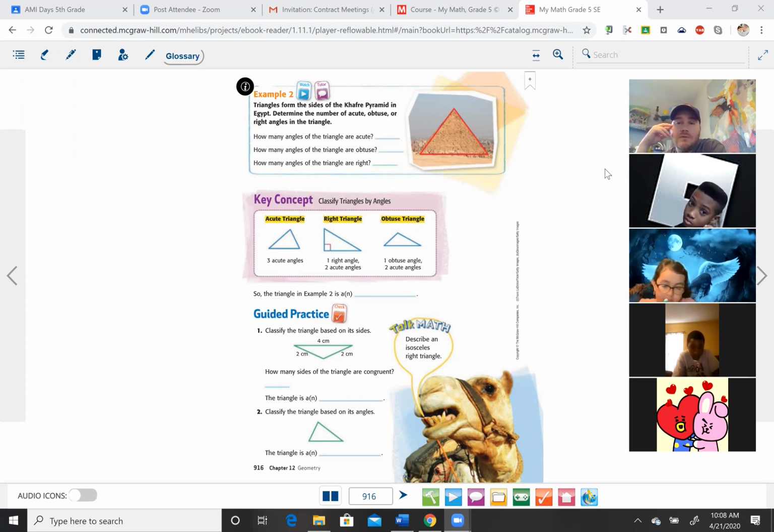So if you have those answers, go ahead and put them in the chat. I wanted you to use both key concept tables. I wanted you to tell me if it was isosceles, scalene, or equilateral, and then if it was acute, right, or obtuse.